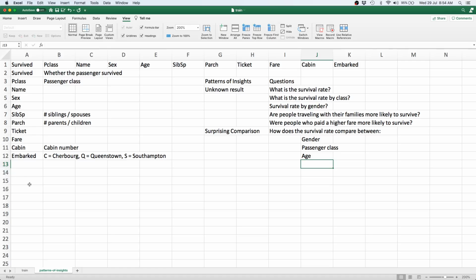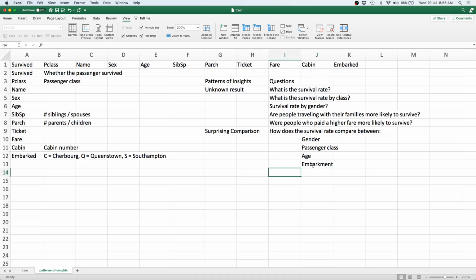And the other variable which we have not used so far is the embarkment. So whether you embarked at Cherbourg or Queenstown or Southampton, which of them makes you the most likely or the least likely to survive? So how does the survival rate compare between embarkment ports? Let's just call this embarkment for the sake of convenience.